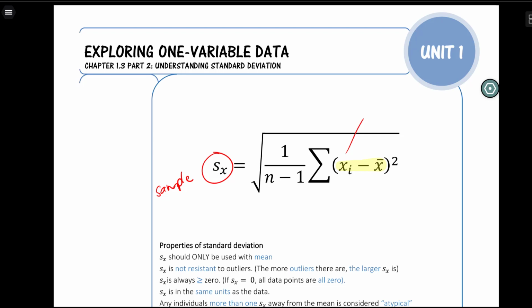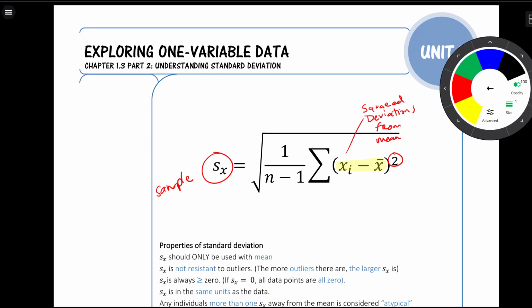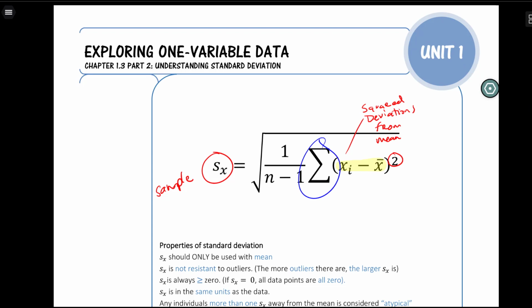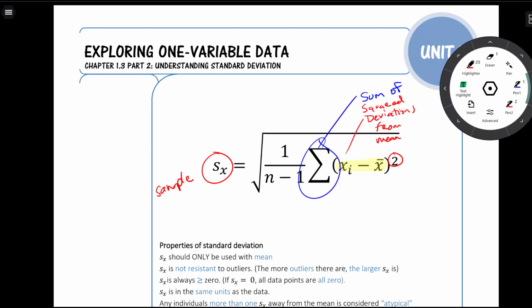So here we are looking at the deviations from the mean, each individual deviation from the mean, and then we squared it. Squared deviations from the mean. Okay, then what do we do? At that point, we add them all up. So it's the sum of the squared deviations from the mean, and then what do we do? We look at the next part.